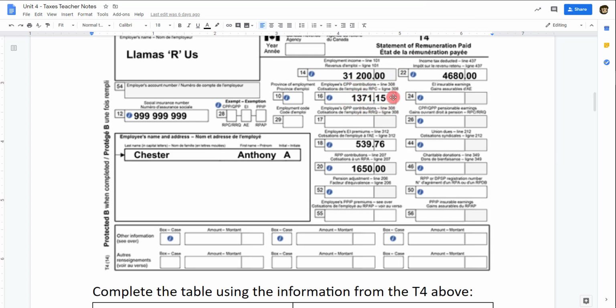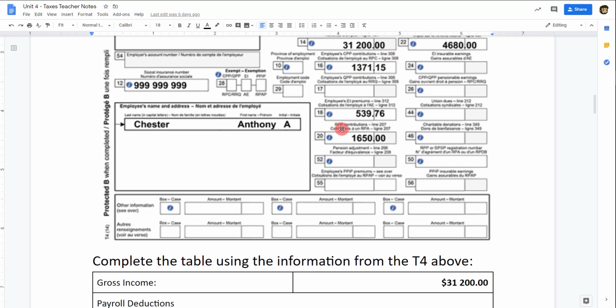CPP contributions here, $1,371.15. That's box 16. That would be put in line 308, I believe. The picture's a little blurry. I believe it's 308. It might be 306. I'm pretty sure it's 308 though.